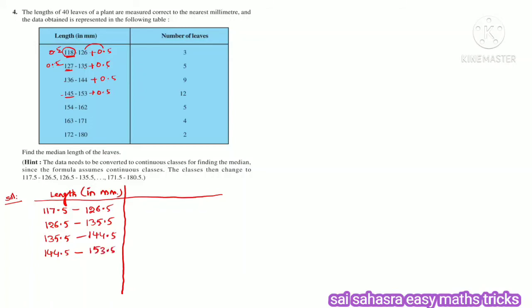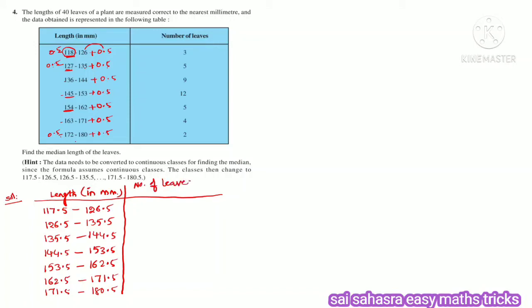153.5. 154 minus 0.5 is 153.5. This is plus 0.5. Right side value is plus 0.5. 162.5. 163 minus 0.5 is 162.5. This is plus 0.5. 171 plus 0.5 is 171.5. This is minus 0.5, we have to do it. 172 minus 0.5 is 171.5, and this is plus 0.5, 180.5.